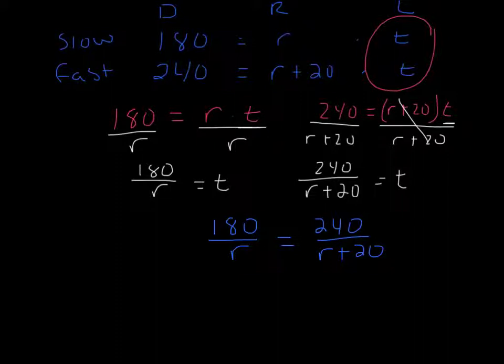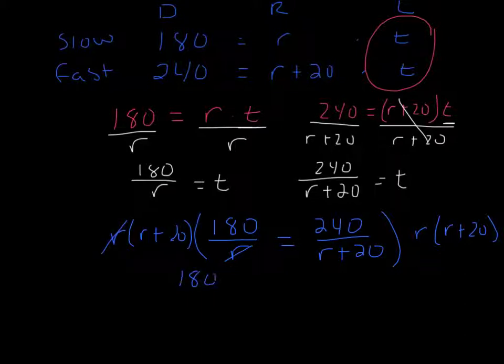We just worked on this stuff in the last unit. We multiply by the common denominator, right? Which in this case is r times r plus 20 on both sides. On the left side, the r's cancel, so you have 180 times r plus 20 equals, and over here your r plus 20's cancel, 240r.